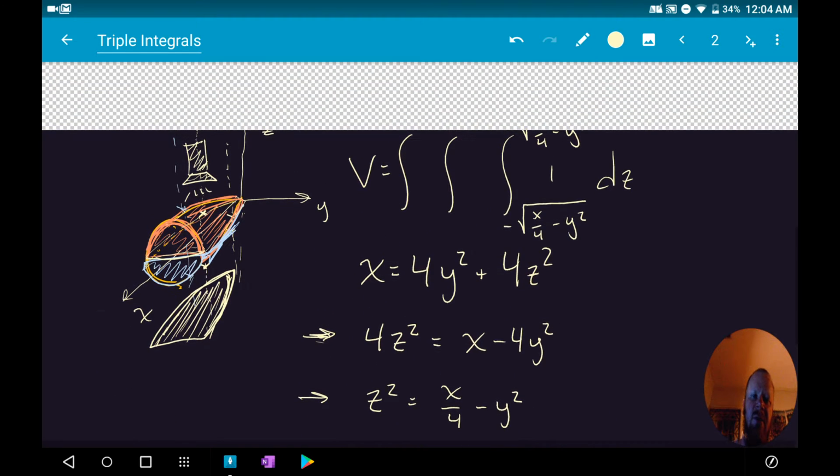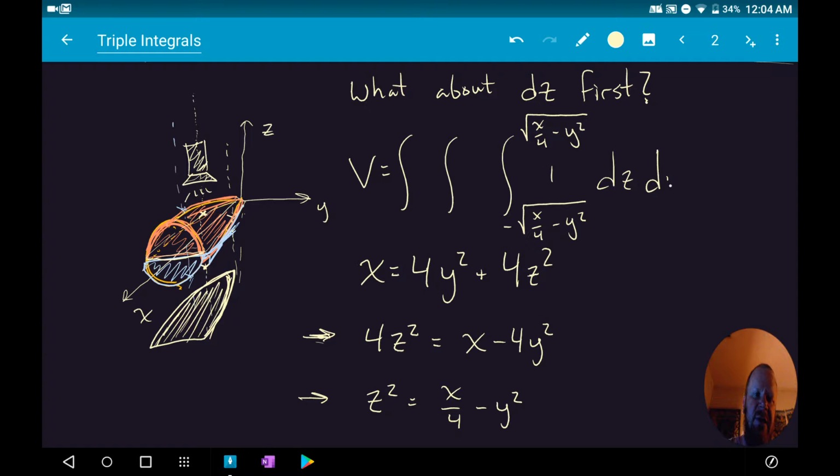So going back up to our integral, we can say dy, y is in between positive root x over 4 and negative root x over 4. And then finally dx, those are our constants. This one's nice and easy. X is in between 0 and 4.